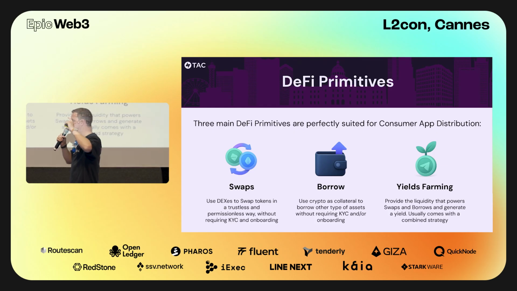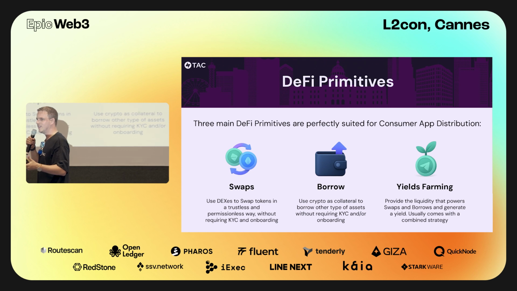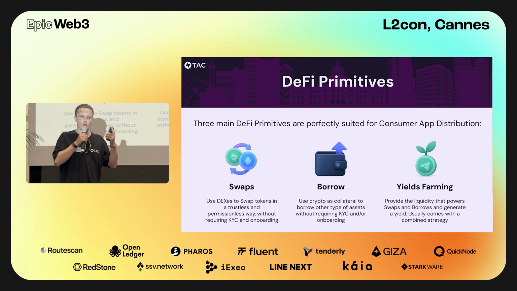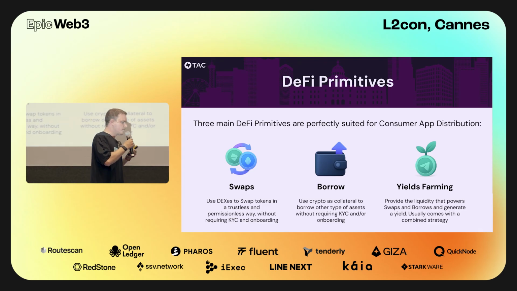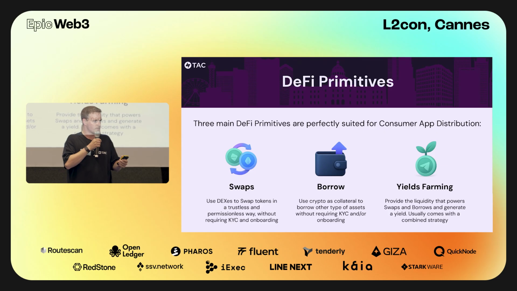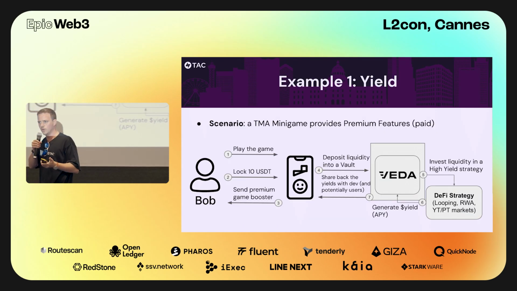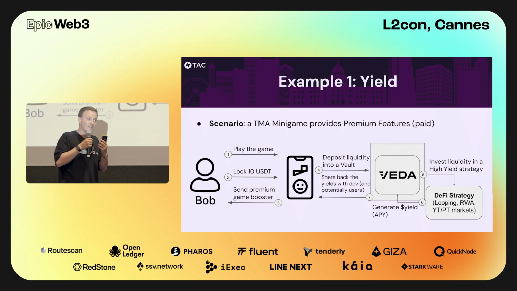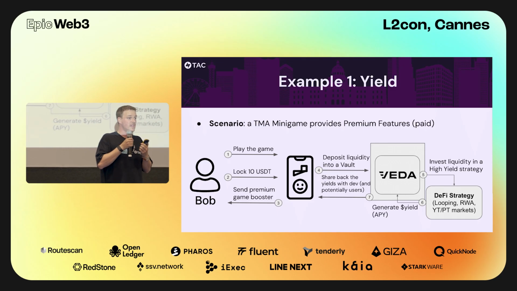So imagine that these three DeFi primitives can be embedded transparently into consumer apps, into content apps, into games, into the different types of apps that retail people use on Telegram. I provided some examples here that I would love to review with you and to tell you more about. These are ideas that we have been discussing with some of the biggest mini games and mini apps on Telegram, but also with the DeFi primitives that we are onboarding, like Veda.